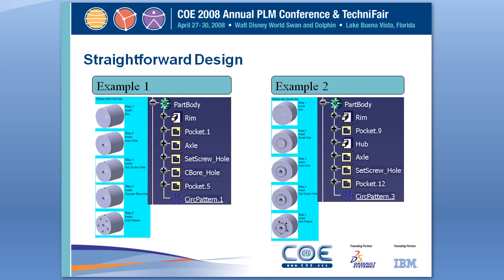Once the application gets executed, you'll see the design is much more straightforward. There's no deactivated features in the tree. I have 2 examples shown here with different configurations, but they use the same templates, and they use the same catalog, and they use the same process, but they yield different results.